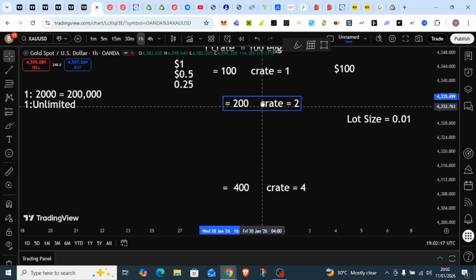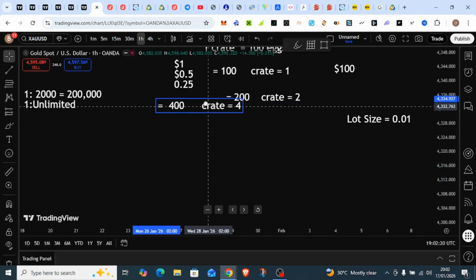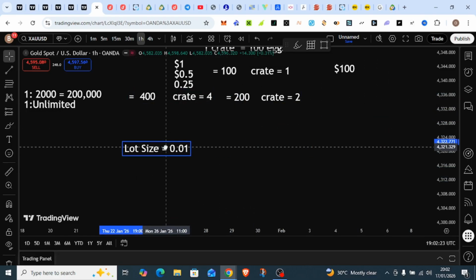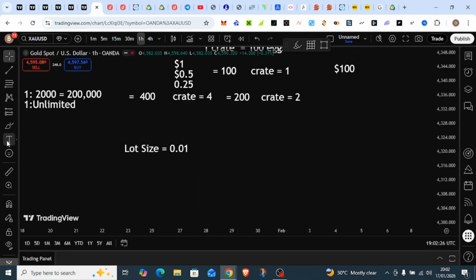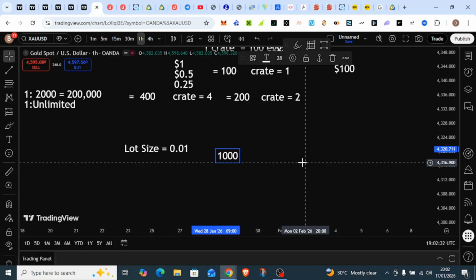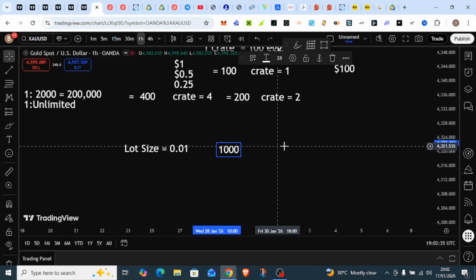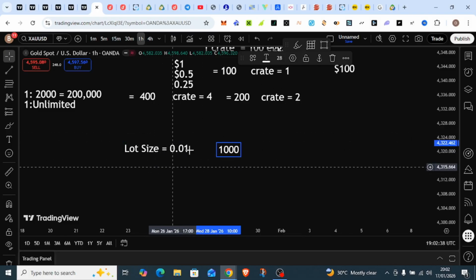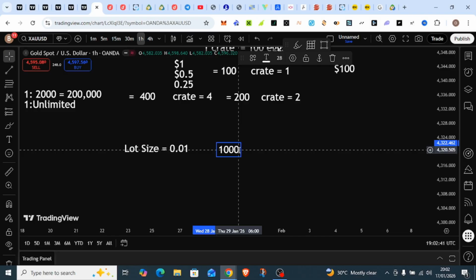I have it here. The number of units for a micro lot is 1000. That's the position size. You just multiply this by 100,000 and it's going to give you 1000. So that's it. The standard lot units: one standard lot is equal to 100,000 units. So this is just a micro lot. If you multiply 0.01 by 100,000, you get 1000 units.